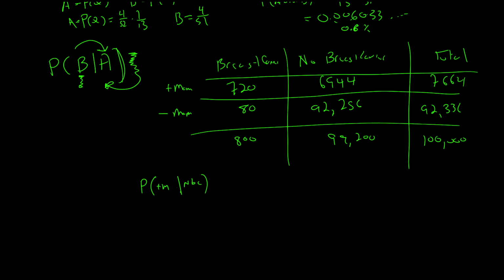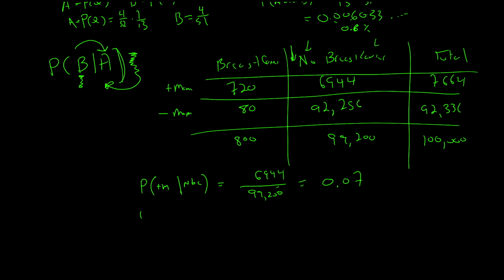And so we start with the given. So we now limit ourselves to this column. For this case, we only have 99,200, because by given no breast cancer, we've limited ourselves to here. So what we're looking at is 99,200 possibilities, and we're looking for the 6,944 because we want a positive mammogram out of that, or about a 7% chance.